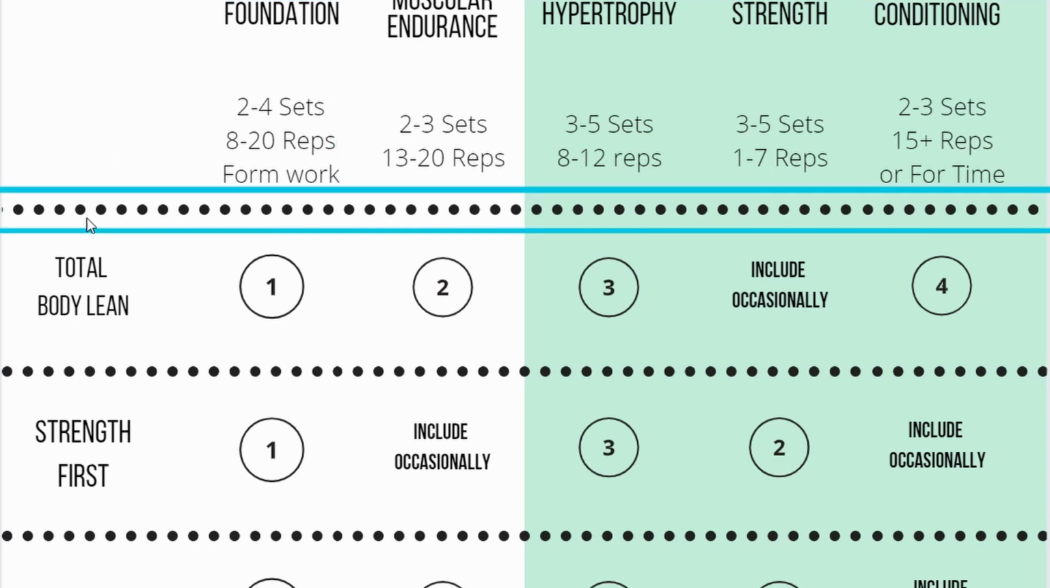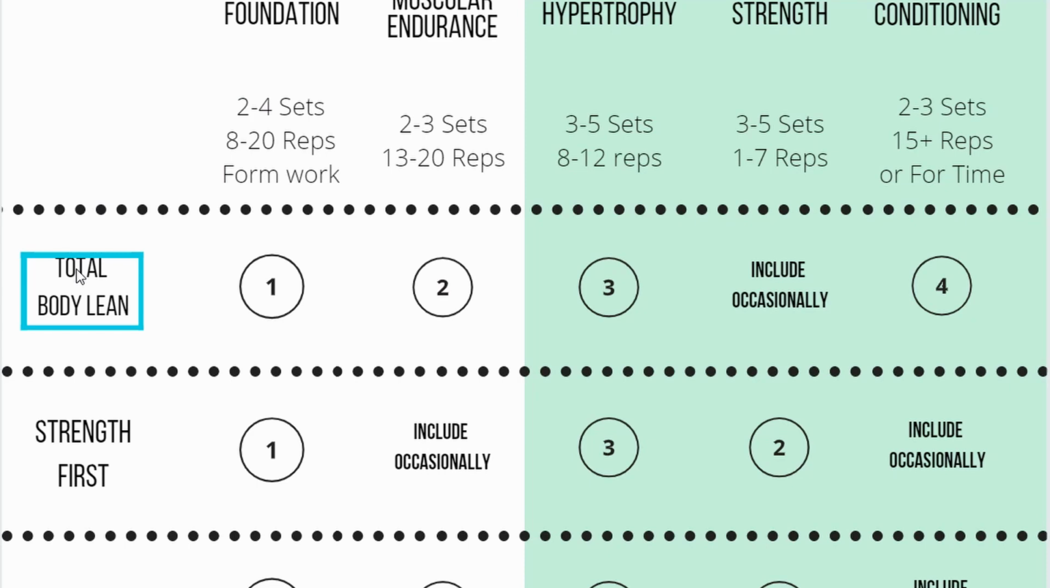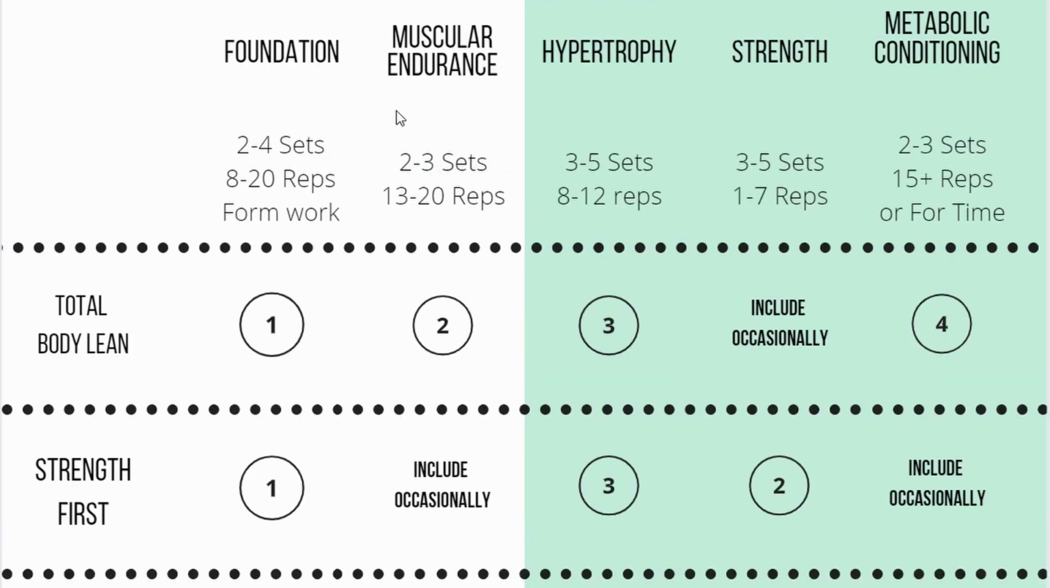Again, going back to our client who wants to lose weight and is in this total body lean track. After we do our 6 to 8 weeks of this foundational phase here, where we're following all these guidelines, we move to muscular endurance, where we're going to do 2 to 3 sets of every exercise, and we're going to do 13 to 20 reps.